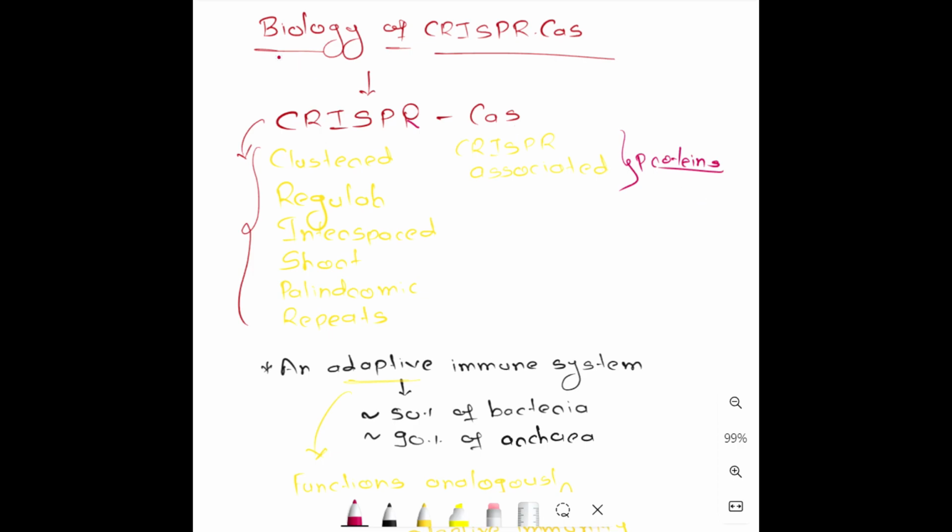Jay here, and in this video, I'll explain the biology of CRISPR-Cas system. So the term CRISPR stands for clustered regularly interspaced short palindromic repeats, while the Cas stands for CRISPR associated proteins.